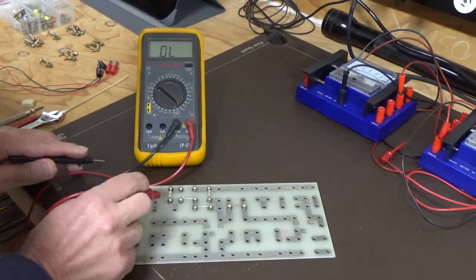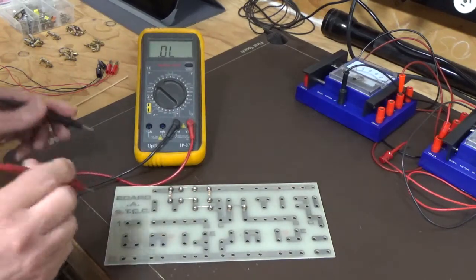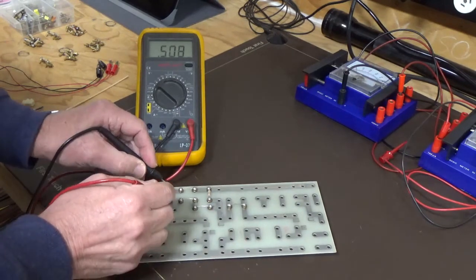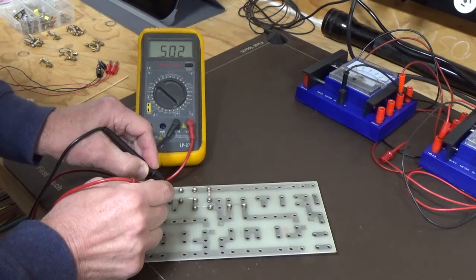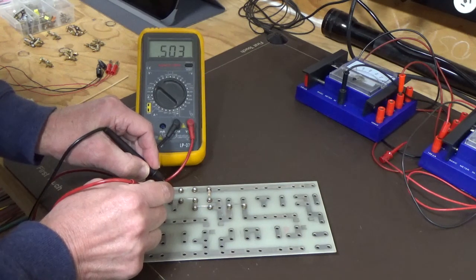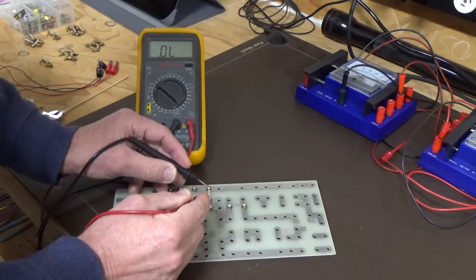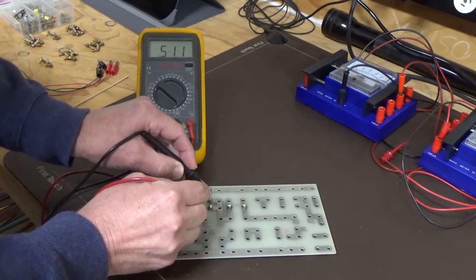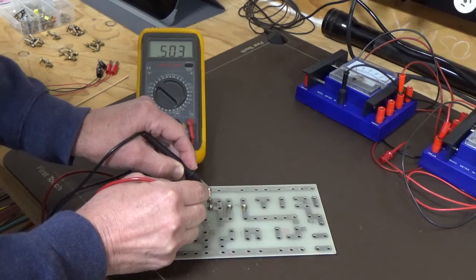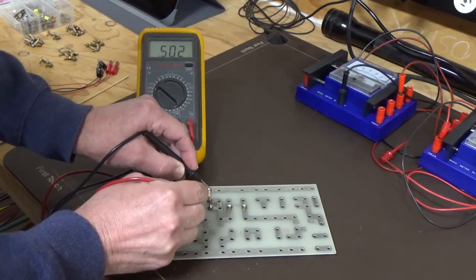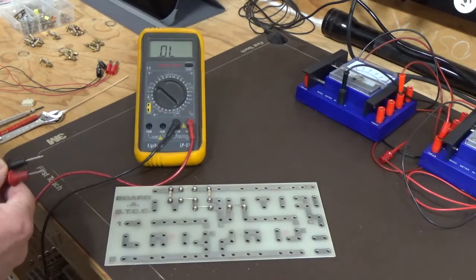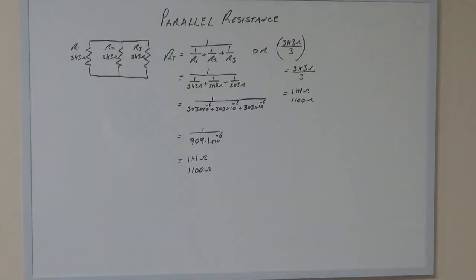And what we'd expect to find, seeing that they're in parallel, is what we worked out on the board. So if I go across these resistors, you can see here that we're getting something very close to 500 ohms, which is what we're getting there. It doesn't matter which ones I go across. If I go across the other ones, I'm still going to get the same type of value, right? So that principally proves that 2 1k resistors in parallel, if measured, will give you 500 ohms.